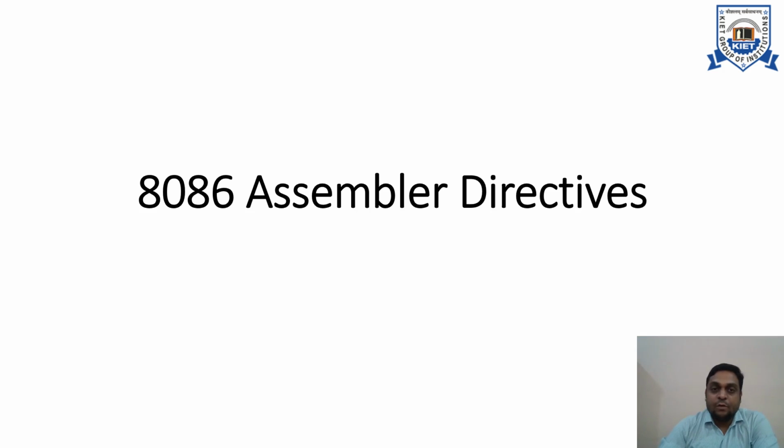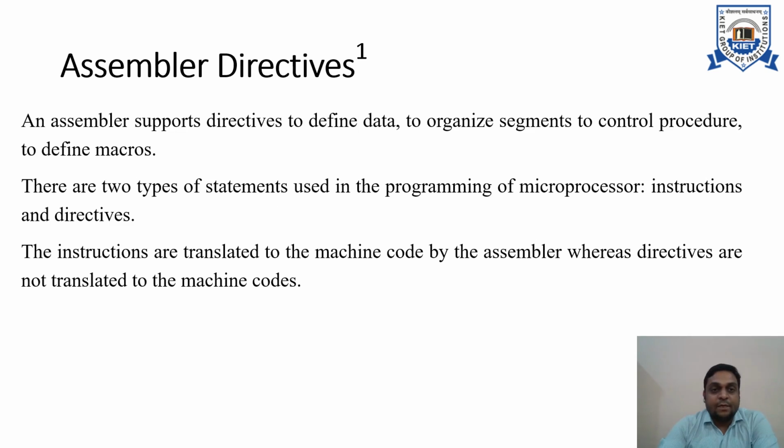Hello everyone, today we are going to discuss 8086 assembler directives. An assembler directive, as its name suggests, is supposed to give direction to the assembler about what to do. Like it is required to define data, to organize segments, to control procedures, or to define macros.